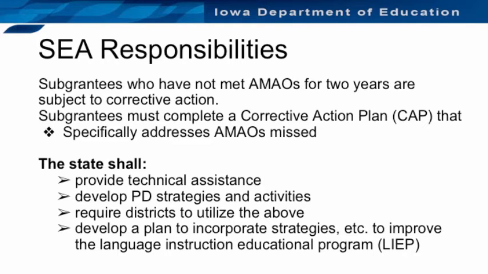Subgrantees must complete that corrective action plan and specifically address AMAOs in that corrective action plan that they have missed. The state shall provide technical assistance for that corrective action plan, develop professional development strategies and activities to support the corrective action plan, require that the subgrantee and districts use these PD strategies and activities, and develop a plan to incorporate strategies to improve the language instruction educational program.